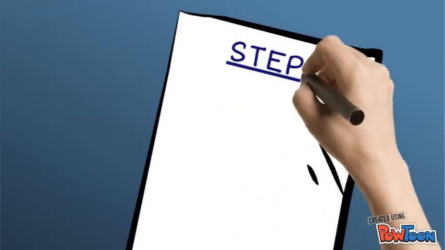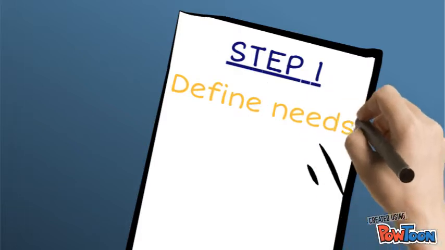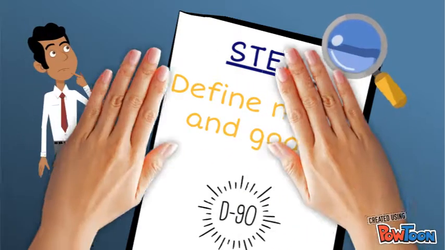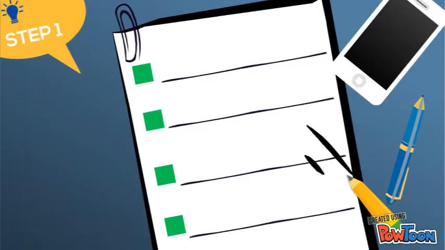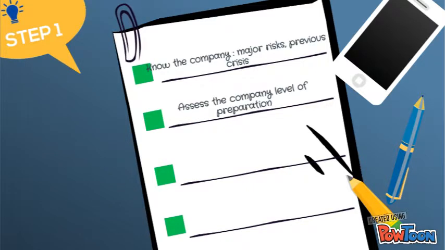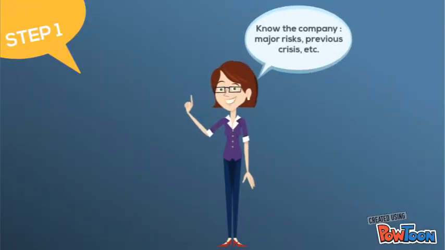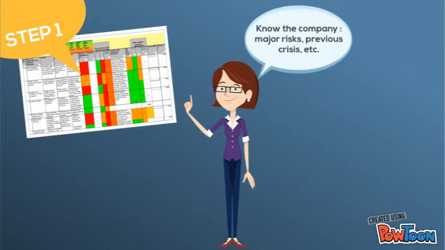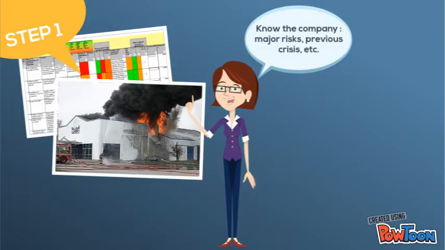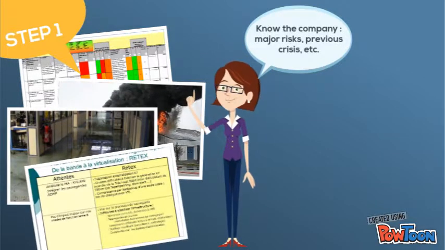Step 1. Define needs and goals. The objective of this step is to target the expectations of the head office, and then validate the options by the executive board. First of all, you have to know the major risks of your company or group and its past crises. Check the level of preparation of the group. If possible, you can also analyze last feedbacks.